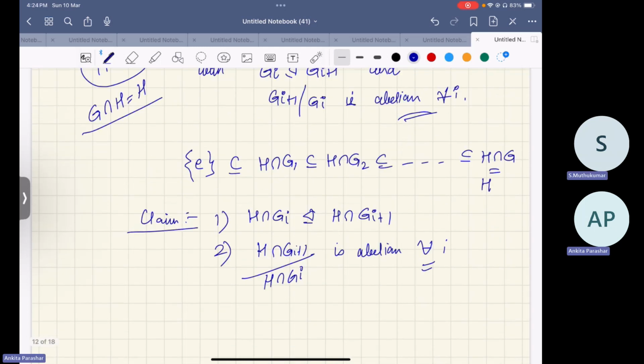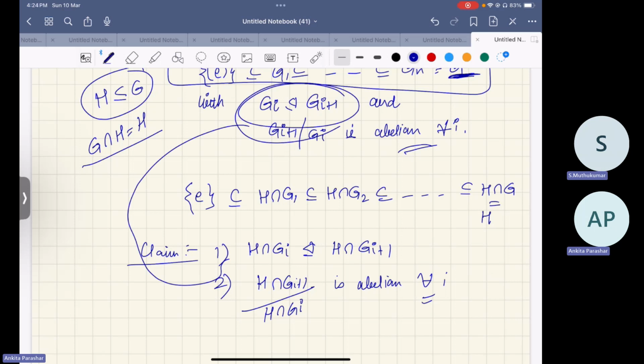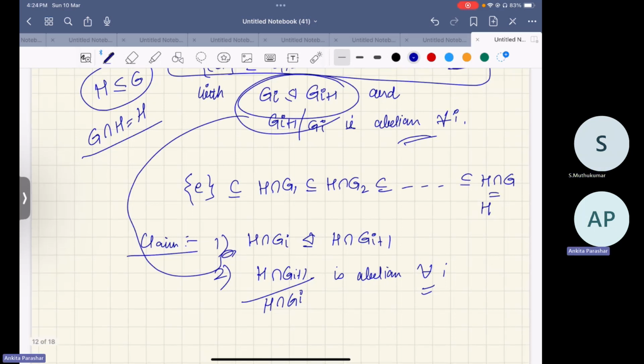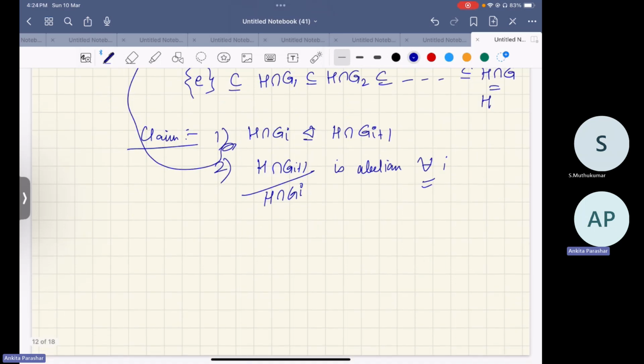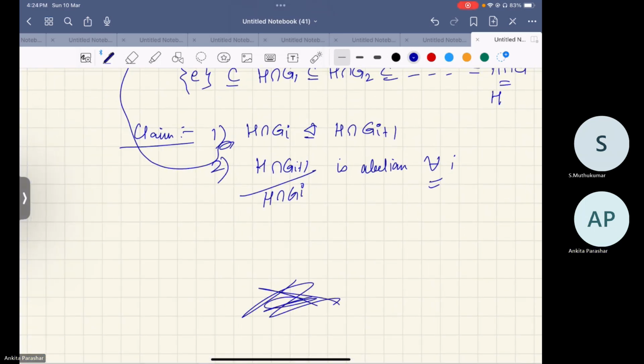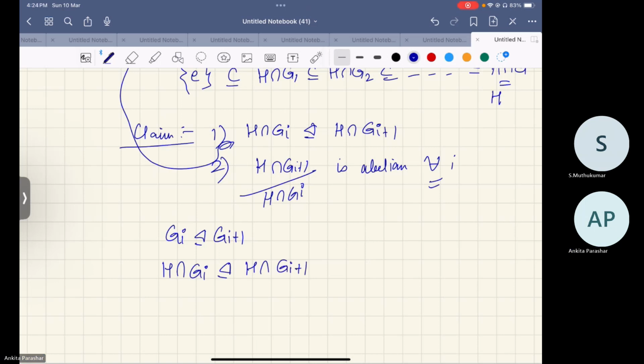Well, you know something about this property. You use it here, and then that is direct, right? So we know that G_i is normal in G_{i+1}. Then if I intersect both sides with the same subgroup, it's still true, right? We can prove it by considering elements. So this is very straightforward, that this is normal.